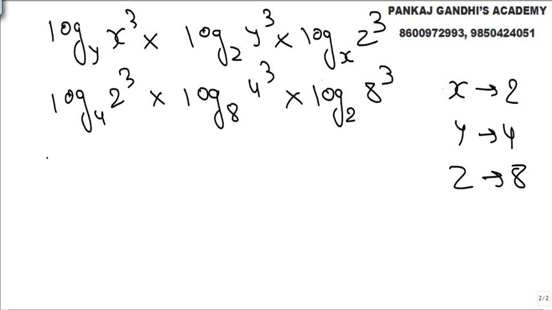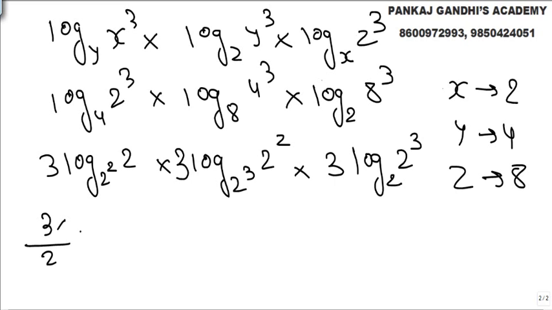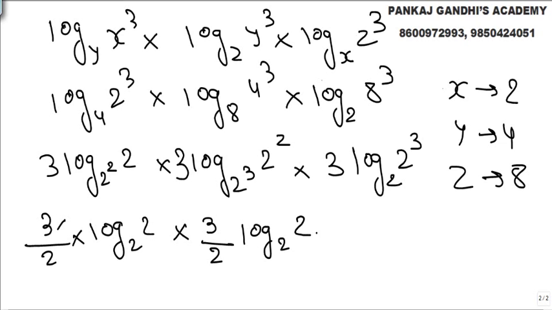So this is nothing but 3 log 2 square 2, log 8 is nothing but 3 cube, this is 2 square, and this 3 common, and 3 log to the base 2 2 cube. So this 2 will come out 3 by 2 into log 2 to the base 2, 3 by 2 log 2 to the base 2, this 3 will also come out, and 3 into 3 log to the base 2 2.